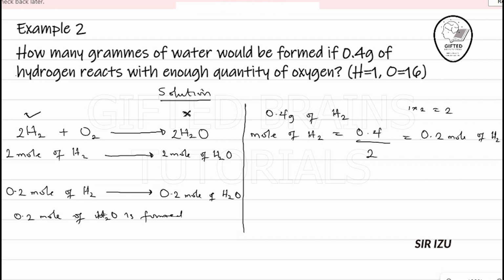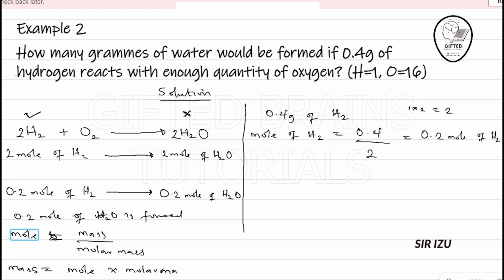Hence, to now get the mass of water, remember that mole is mass over molar mass. So instead of using the sign, I will use equal to. Also, on cross multiplying, you can now say that mass is equal to the mole multiplied by the molar mass.